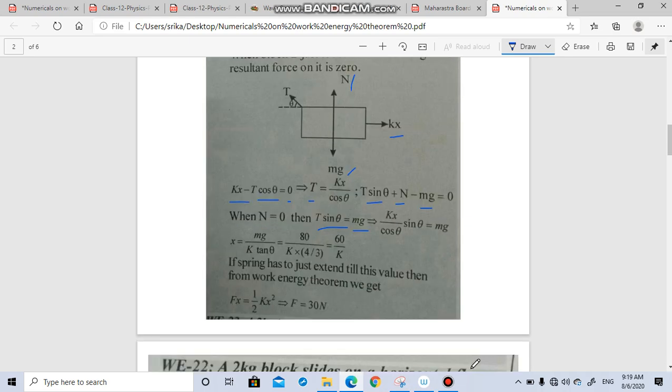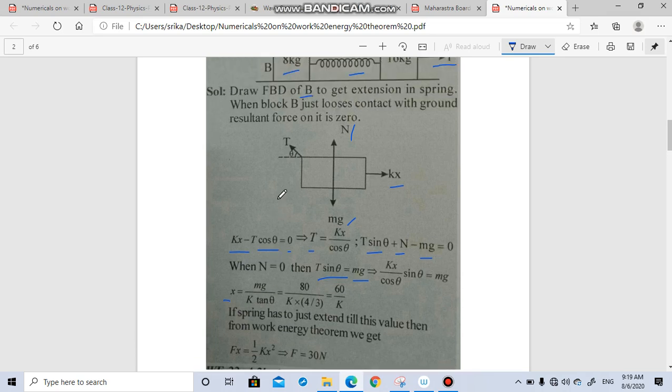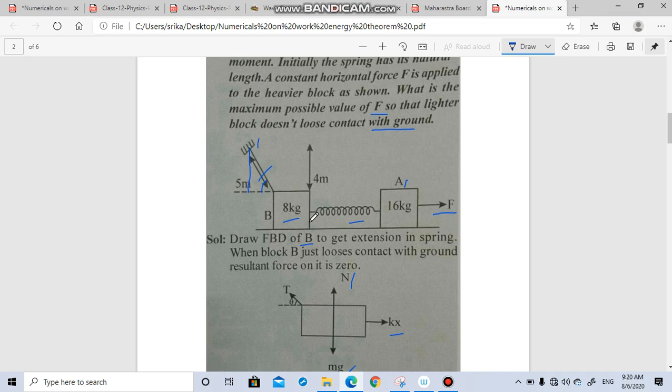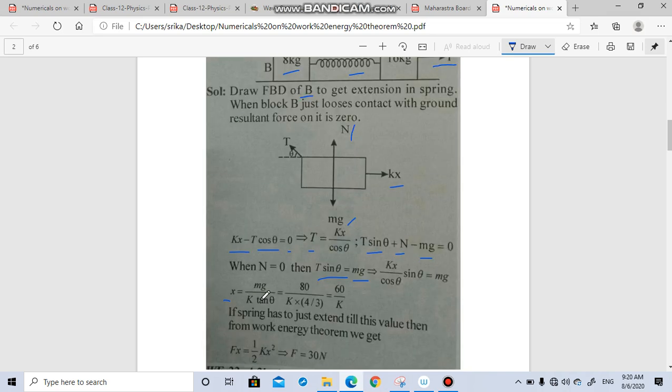So finally you are getting the value of x, and tan theta, mg by tan theta. How can we get tan theta? You can see here, this 4 meter means this is also 4 meter only, right? So tan theta will be, this is your theta, tan theta will be 4 divided by 5. So finally you got the value of x, right?